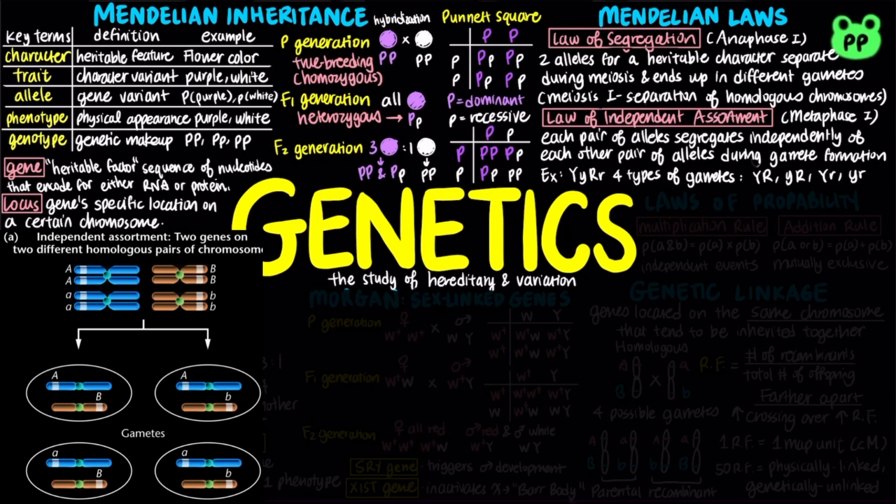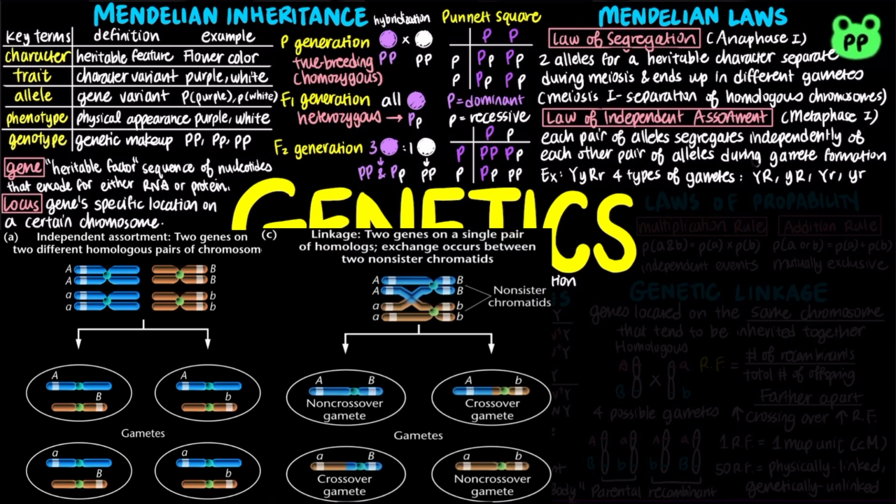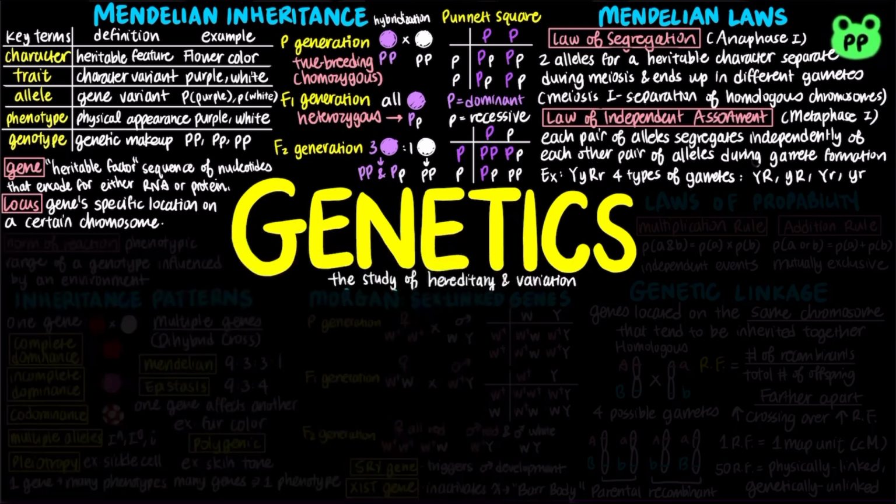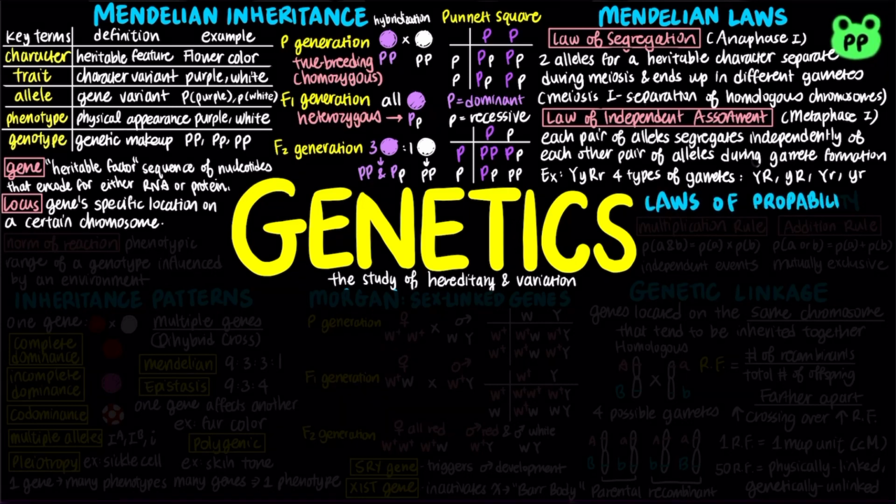Strictly speaking, the law of independent assortment only applies to genes on different non-homologous chromosomes. Genes located near each other on the same chromosome tend to be inherited together, which will be talked about later in the video. Mendel's law of segregation and independent assortment reflect the rules of probability.